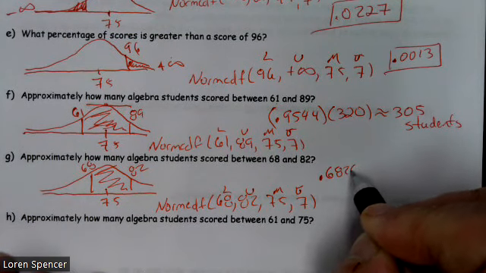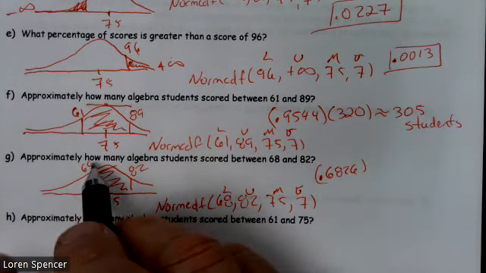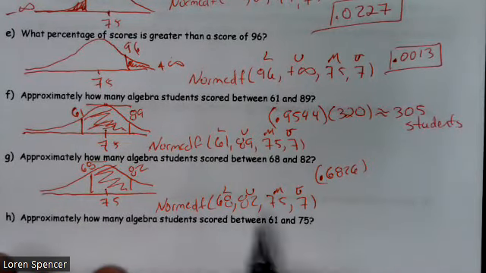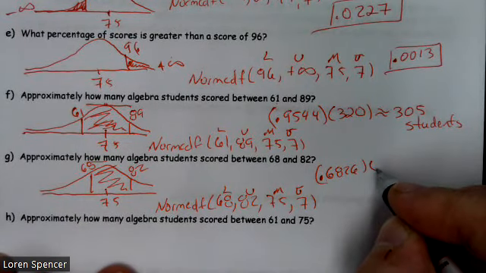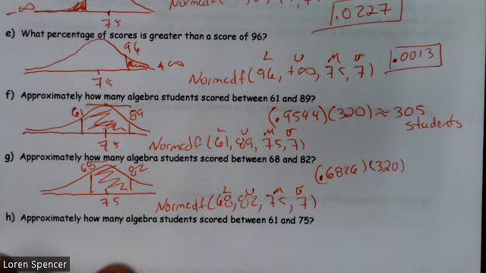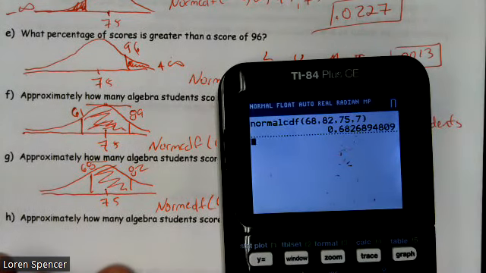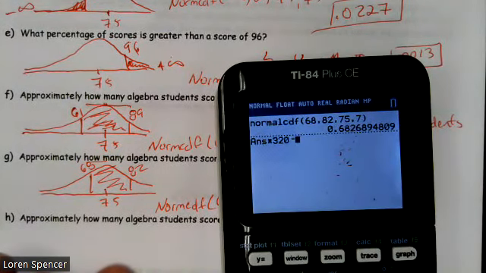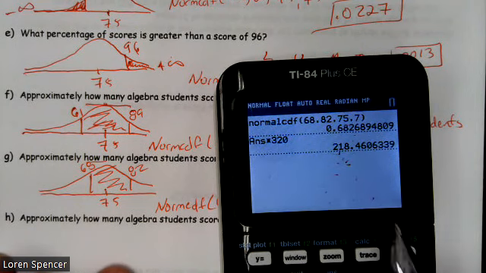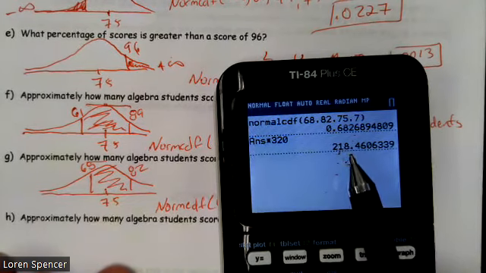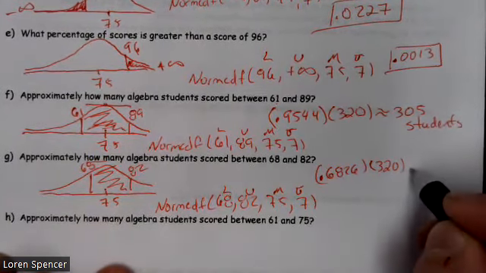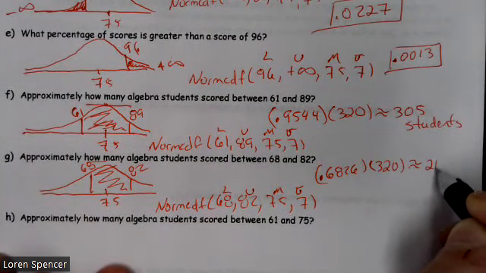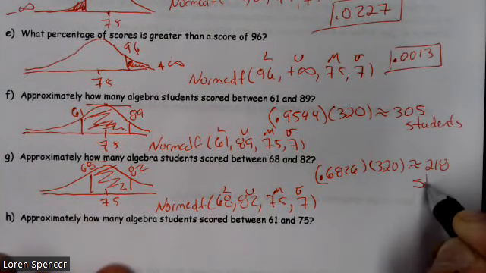And they didn't ask for the probability, they asked for how many. Well, how many students were there? There were 320. So we were just going to multiply. So times 320. And on these, I round the way I'm supposed to. But I get about 218 students. So approximately 218 students.